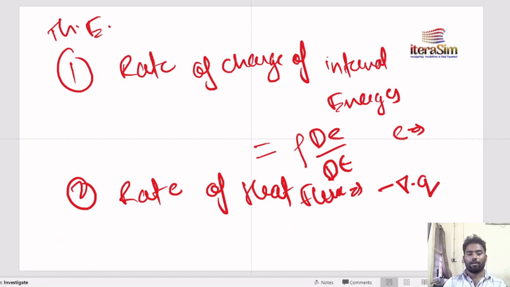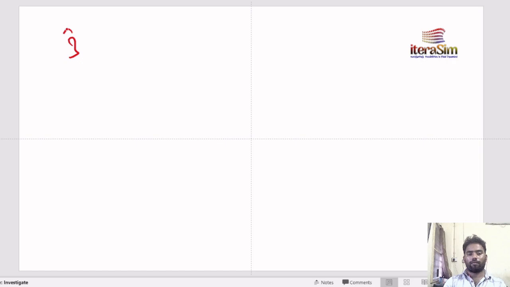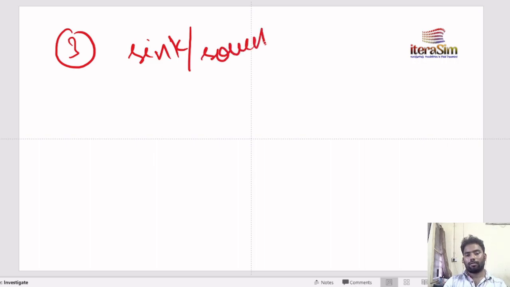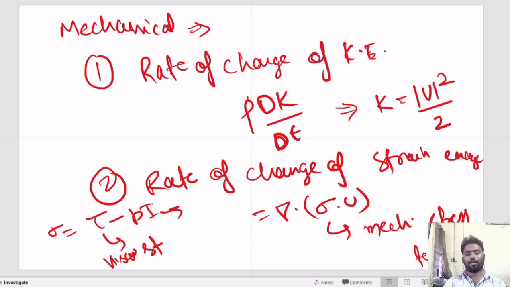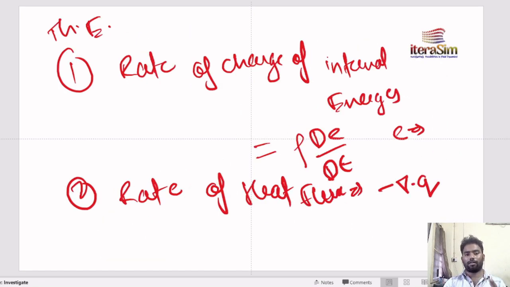Okay, and the last one is some sink or source. There can be some heat source or heat sink, so that term we can write as rho into R, where R is the specific heat source. So these are the different contribution terms due to the mechanical energy and the thermal energy.